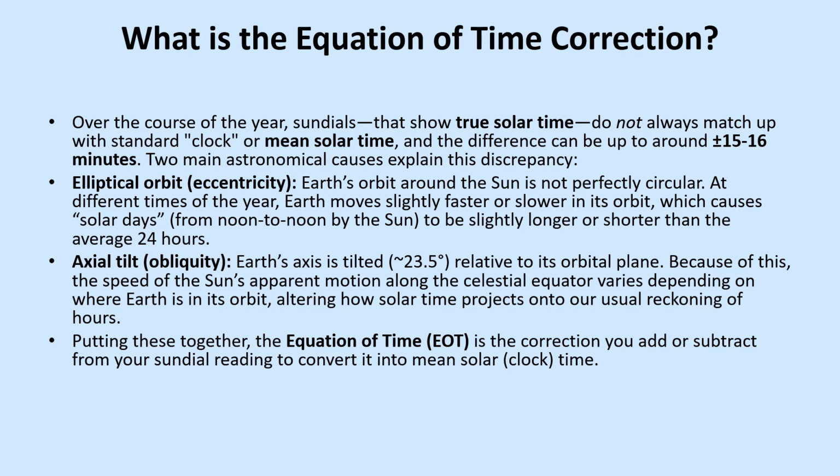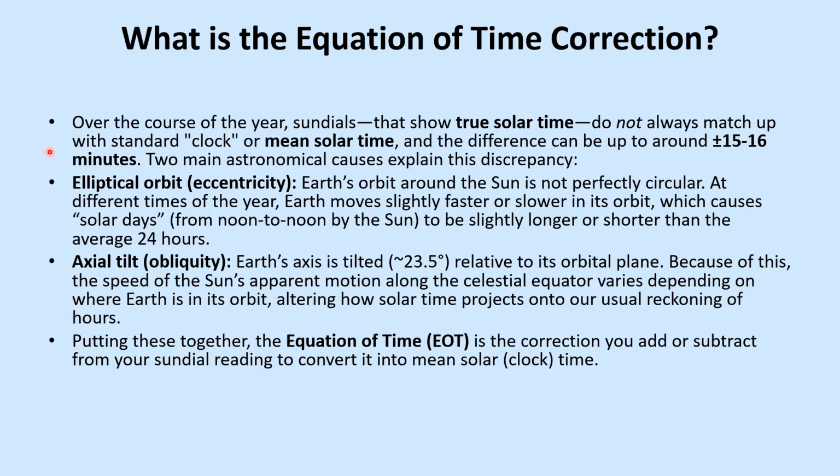Now the first correction I want to talk about is because your actual sundial time is not your local true time. So this first one is called the equation of time correction. Over the course of the year, sundials that show true solar time do not always match up with the standard clock or mean solar time. And the difference can be up to around plus or minus 15 minutes.